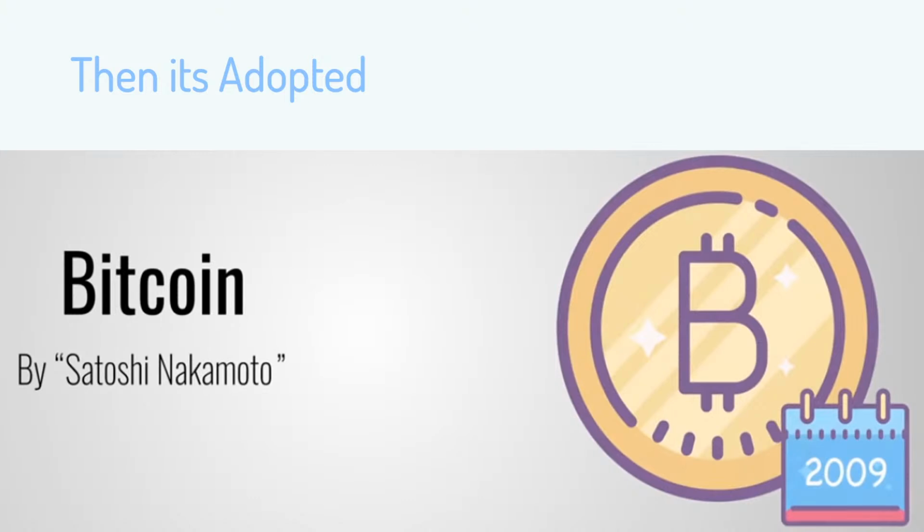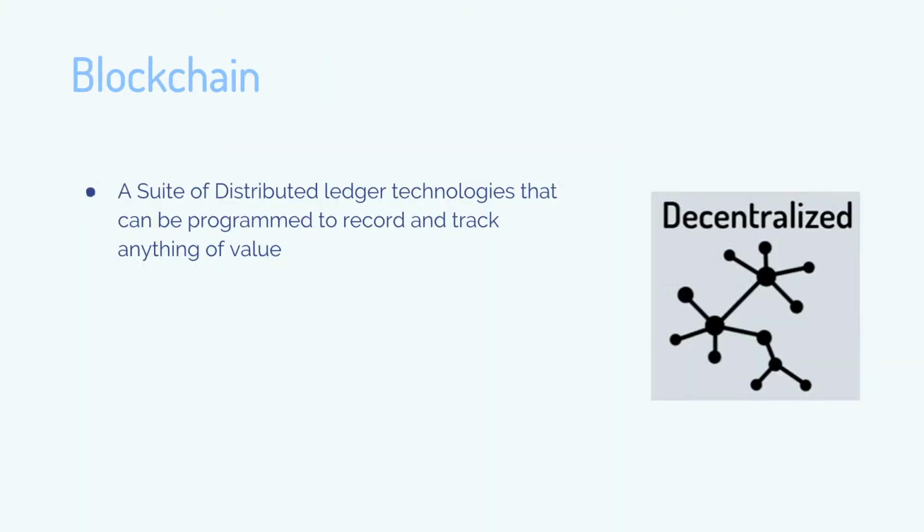So blockchain was adapted for Bitcoin, but not invented only for Bitcoin. This one is unique.